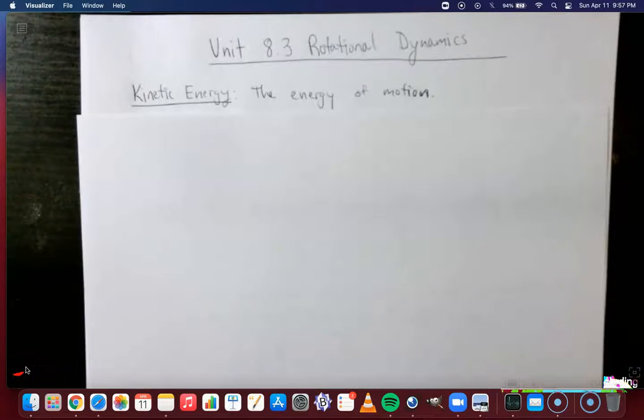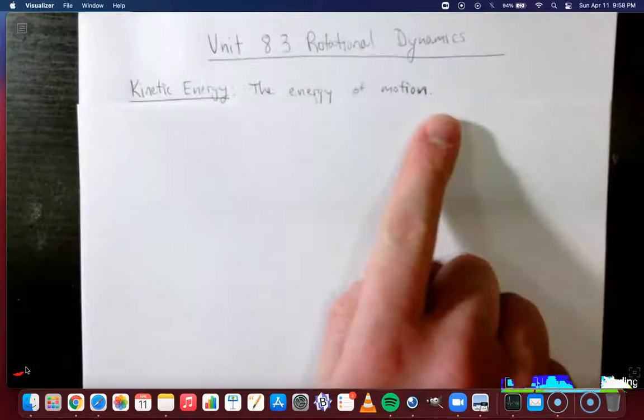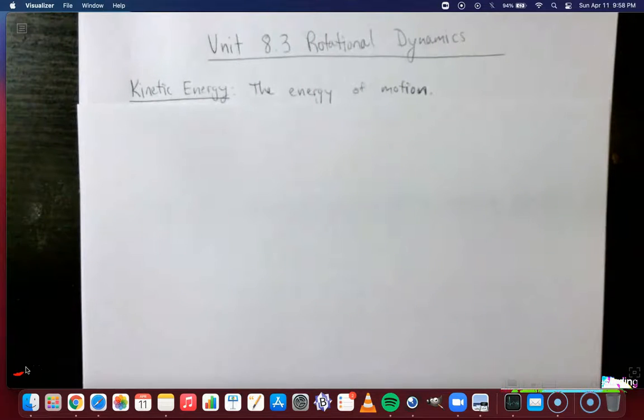What's up, scholars? Today we're going to be continuing our topic on rotational dynamics, and we're going to be looking more closely at kinetic energy. If you remember, kinetic energy is the energy of motion. What we're going to have to start to do now is to look at the different ways we can have kinetic energy. So things can move in straight lines, and now we have things that can rotate.